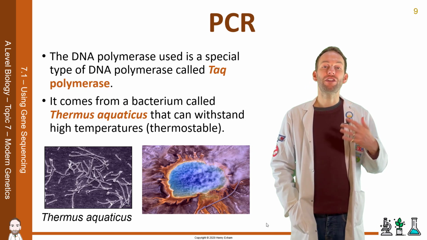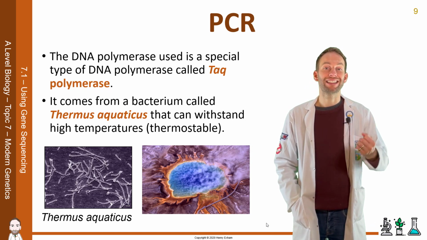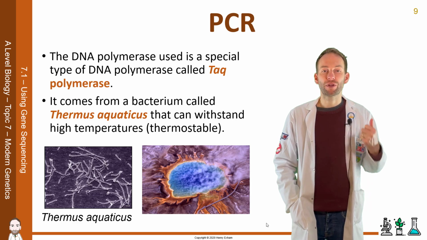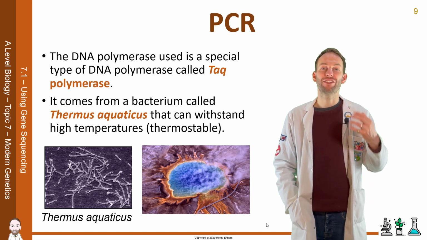Once you've done PCR, you can then go about further processes such as DNA sequencing. DNA sequencing is the process of working out the order of bases in a strand of DNA.